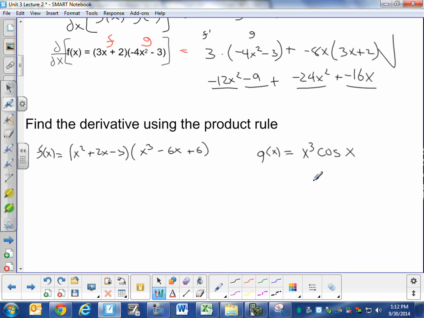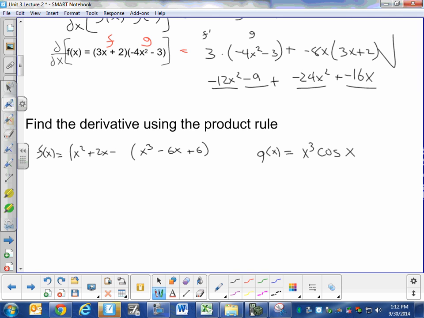This guy, I cannot use the power rule. I cannot try to distribute things with x cubed and cosine x. Instead, I would have to use the product rule for this. I'll go ahead and write them down because they'll be good ones to try. This is x squared plus 2x minus 3. Yeah, that's a 3.